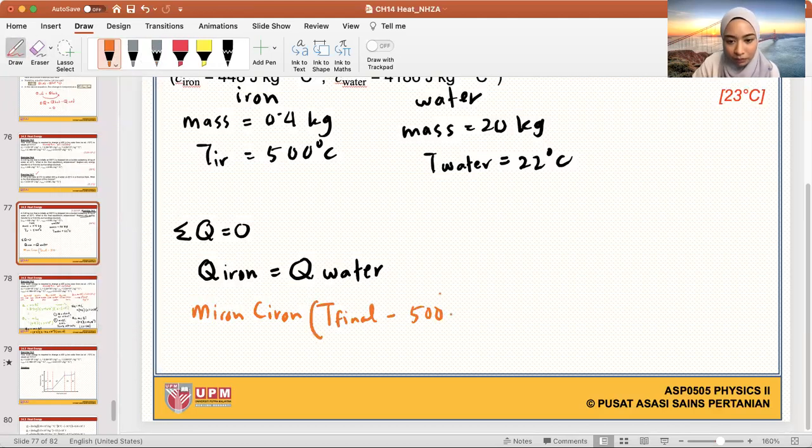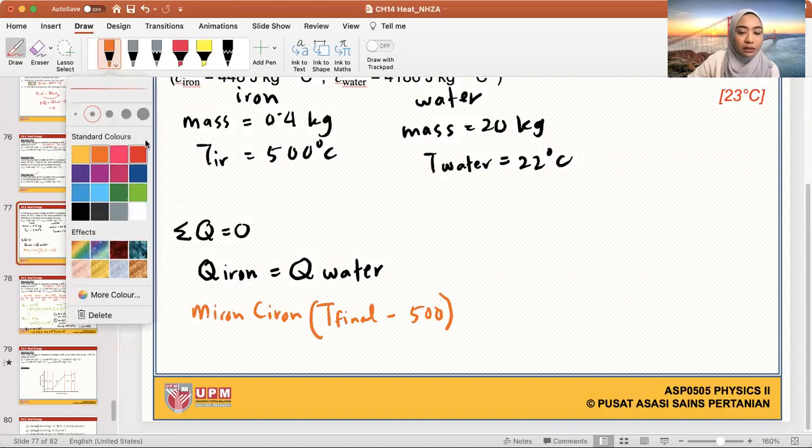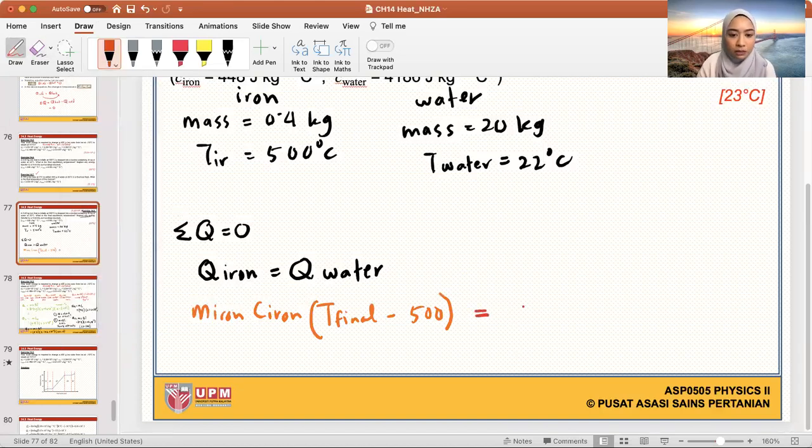Okay, so now I want to make this equal to Q water. So water will be absorbing this heat, which means that it will increase in temperature. We don't know if it's going to turn into steam or not, possibly, but kita akan assume dia tak tukar lagi lah. So let's go with MC, mass water, C water, T final minus initial temperature of water, which is 22. So T final minus 22.